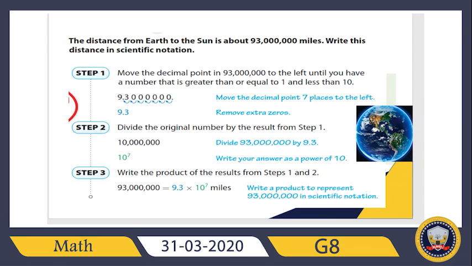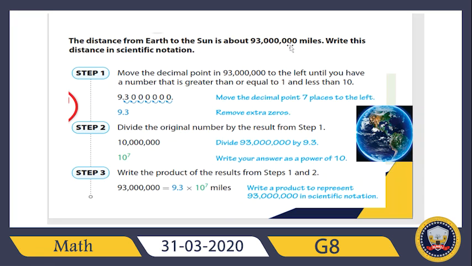Here, this is an example. It's from the book, by the way. The example says the distance from Earth to the Sun is about 93 million miles. The distance from Earth to Sun is 93 million miles. Write this distance in scientific notation.